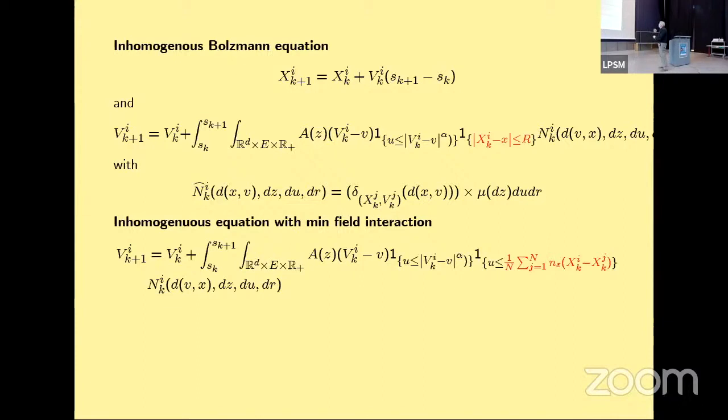The fact that you have a dependence on the position comes from the fact that here in the equation of the velocity, the particles collide. There is an effect of the collision only if the position of the particle is close to the position of the other particle. They are close to each other. So this is the way in which inhomogeneous Boltzmann equations are classically presented.